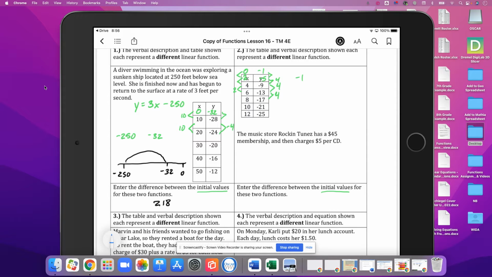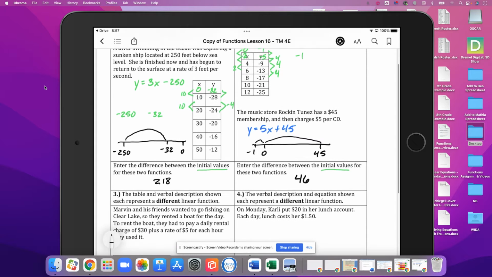And on the description here, Rockin' Tunes, $45 membership, $5 per CD. So our equation would look like every CD is $5, so that's a rate of change. Membership is $45. That's our initial value. So we have an initial value of negative 1 and 45. Those are on opposite sides of 0. So I do have to make the jump of 1 here and then 45 more. So 1 and 45 together is going to make 46. So the difference in the initial values there is 46.